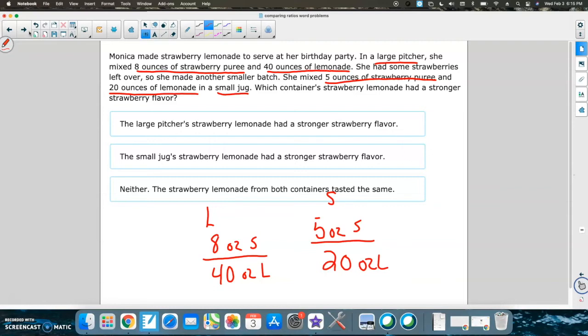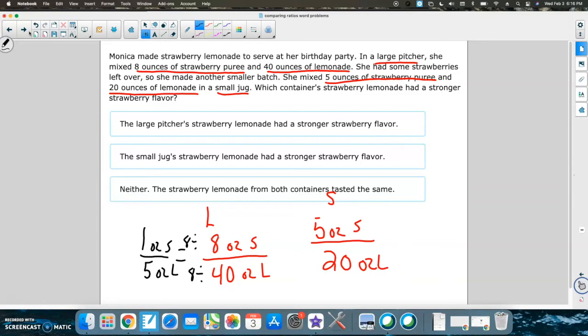So here's how we got to think about this. If I put this in simplest form, 8/40. Okay, let me switch markers here. I'm going to put this in simplest form. I can divide by 8. And I can divide this by 8, can't I? It goes into both. So that means for every 1 ounce of strawberry puree, there was 5 ounces of lemonade.